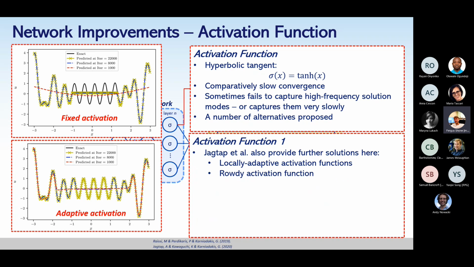Jagtap also provided some more solutions here. There's a locally adaptive version of this. So this is local to each layer, or I think in space as well, different parts of the domain. So this alpha is selected layer-wise rather than a global alpha. And then Rowdy activation functions, which I'll let you Google, is quite spicy.